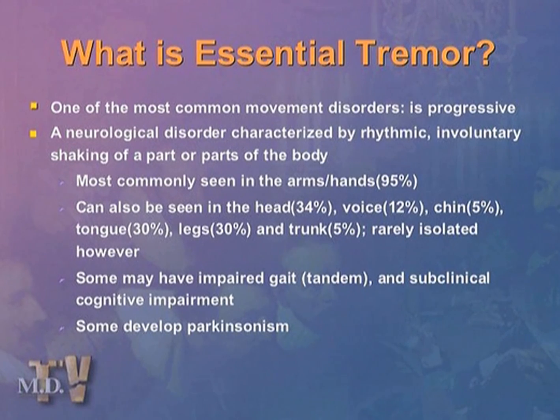But it also can be seen in the head. For example, there is a no tremor like this, and there's a head tremor such as this. It can occur in the voice in about 12% of the cases, and the tremor sounds like a vibrato, somewhat like this. That would be a tremor associated with voice. It can occur in the chin, it can occur in the tongue, sometimes the legs, and also the trunk. But rarely is it isolated, and it almost always involves the hands and the fingers and arms.